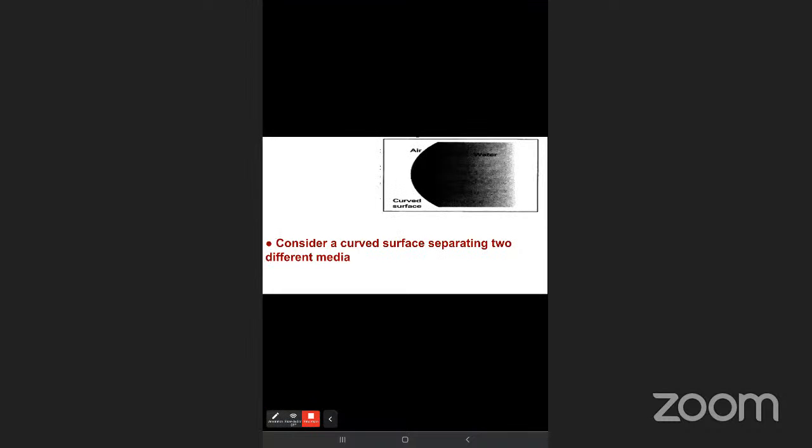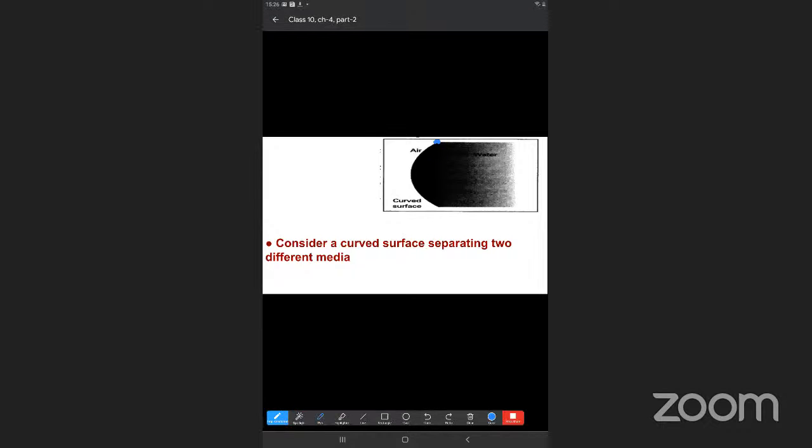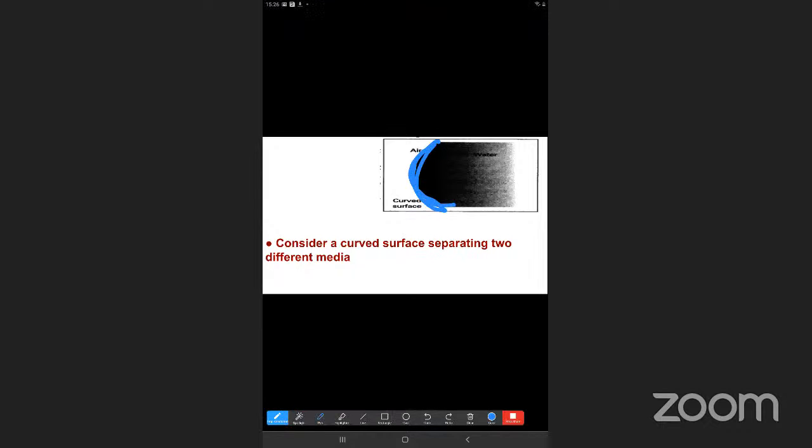First of all, we need to consider a curved surface which is separating two different media. So this is a curved surface separating the two media. This is the air medium and this is the water medium.